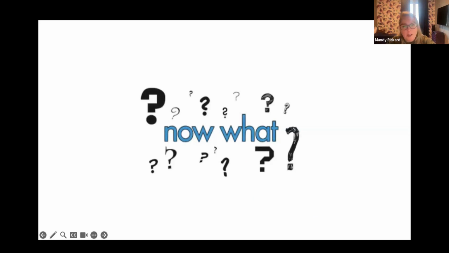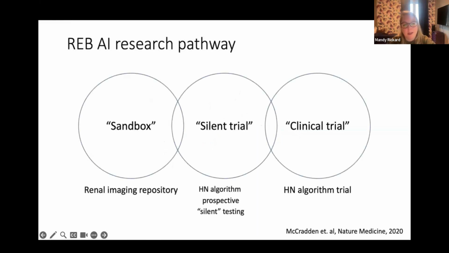So now that we seem to have a working model, what should come next when considering the artificial intelligence research pipeline? Our institution has developed an AI-specific panel for reviewing all of these studies that are being proposed at Sick Kids. It involves these 3 steps. The sandbox refers to the development of an imaging repository for exploratory development of a model. Step 2 is a silent trial where the algorithm is being tested prospectively, but behind the scenes, so it has no impact on patient care. And then this is followed by a clinical trial, which is the type of traditional research that you would expect.